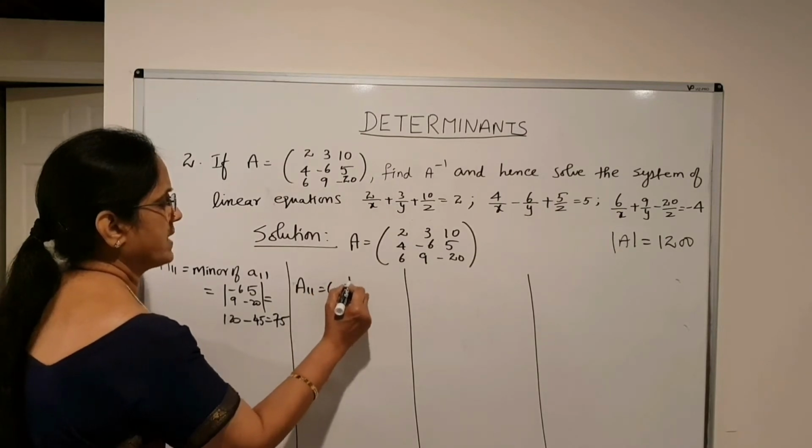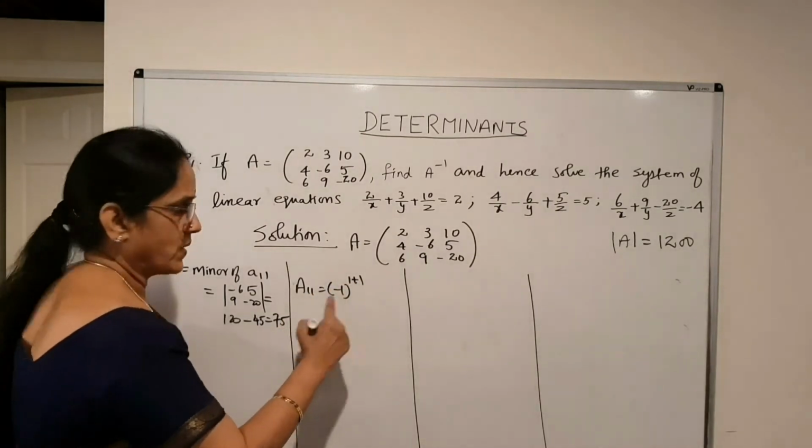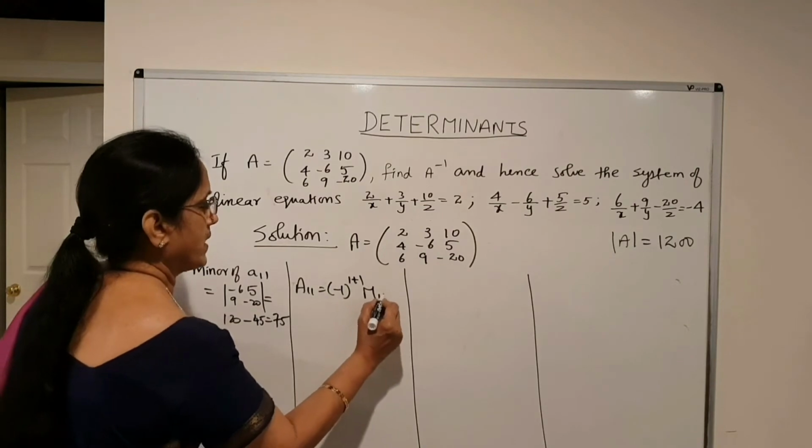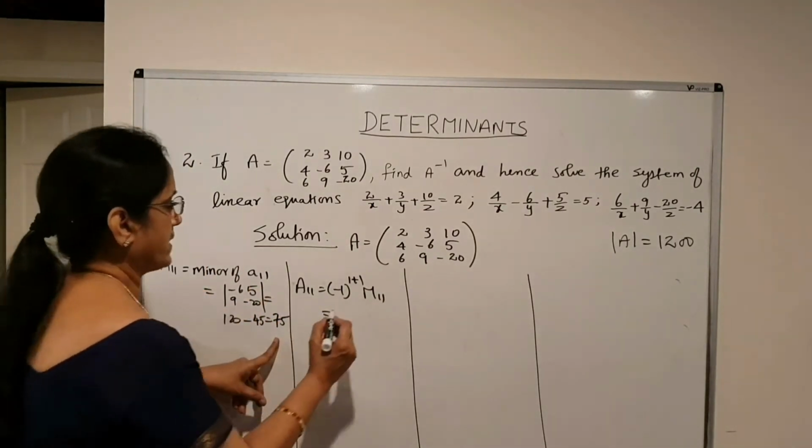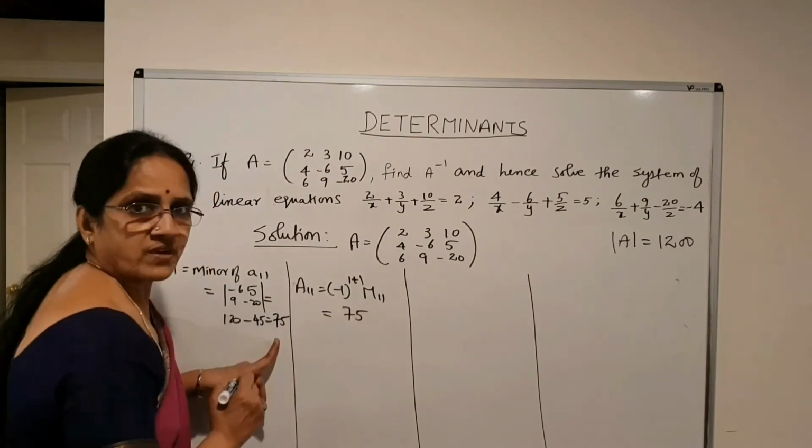Minus 1 to the power i plus j. i is 1, j is 1, multiplied with M11. Anyway, minus 1 the whole square is 1. M11 is 75. So, A11 is 75.